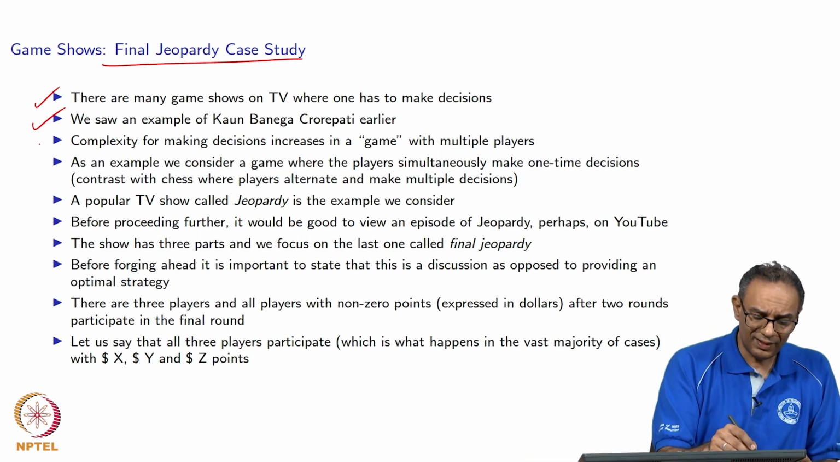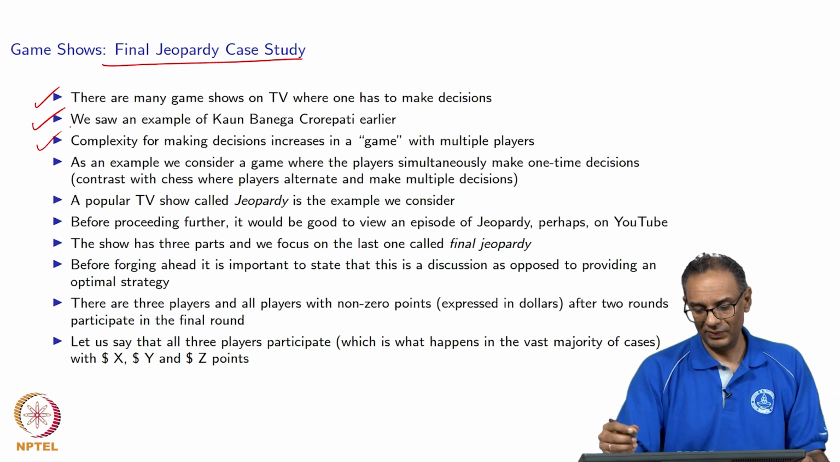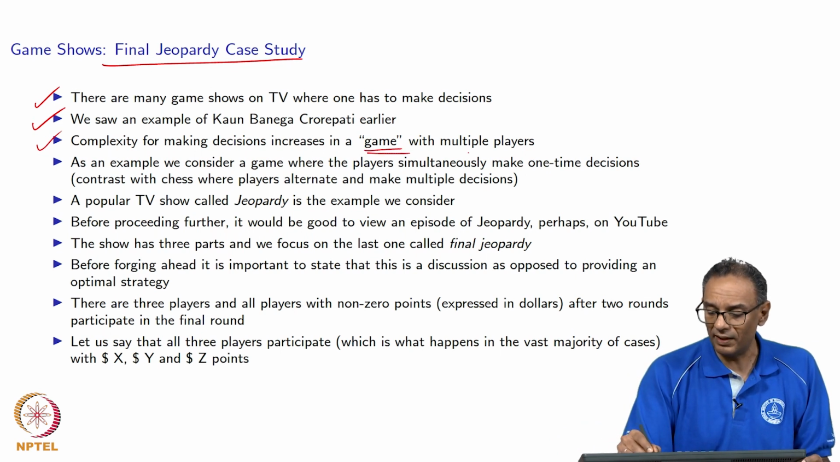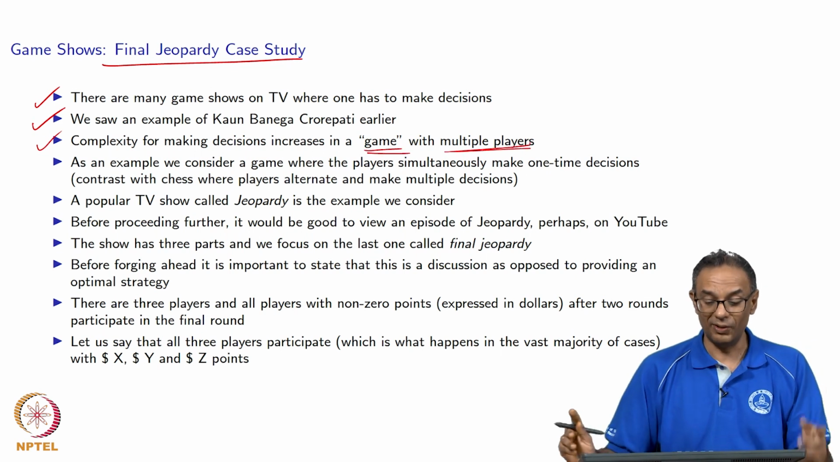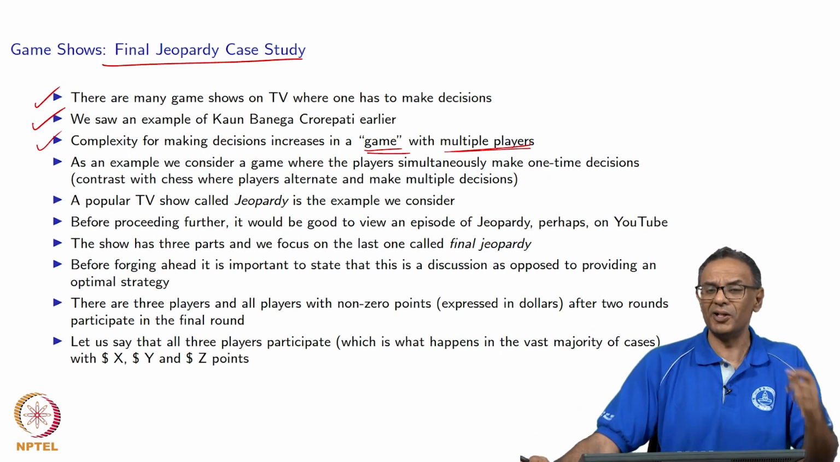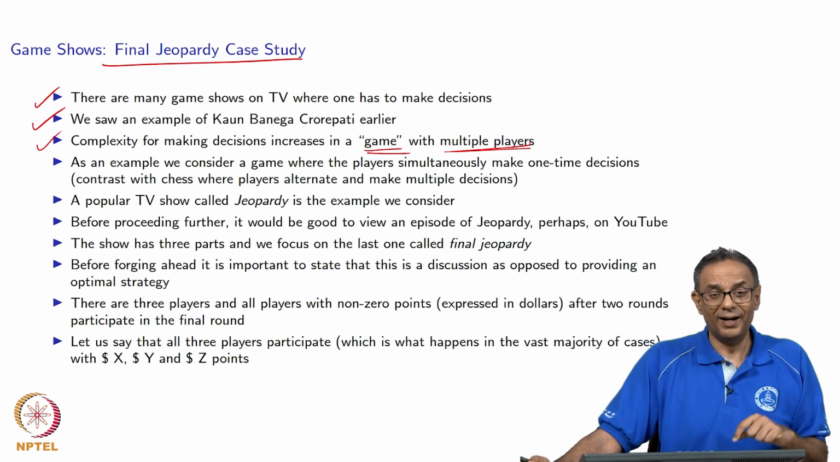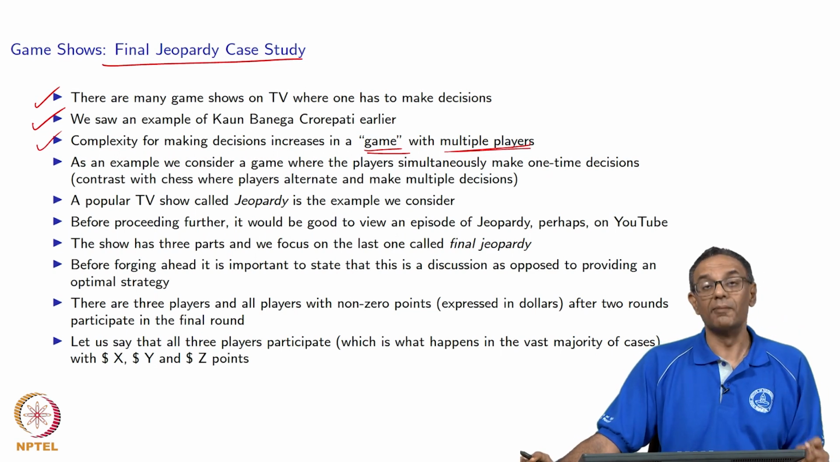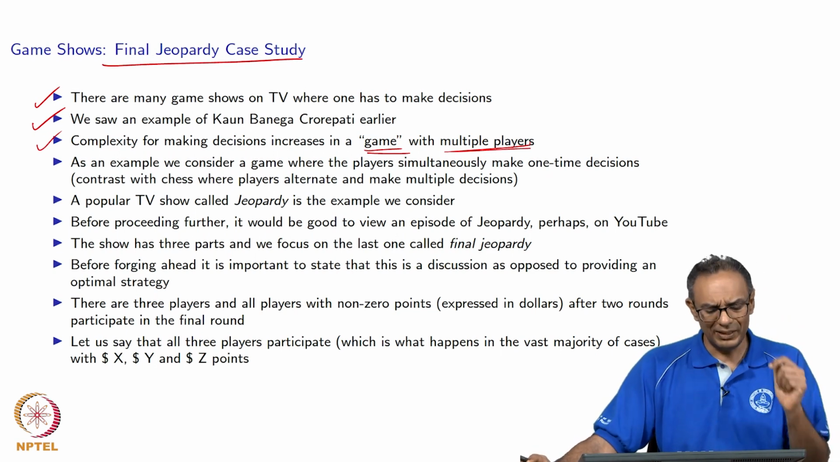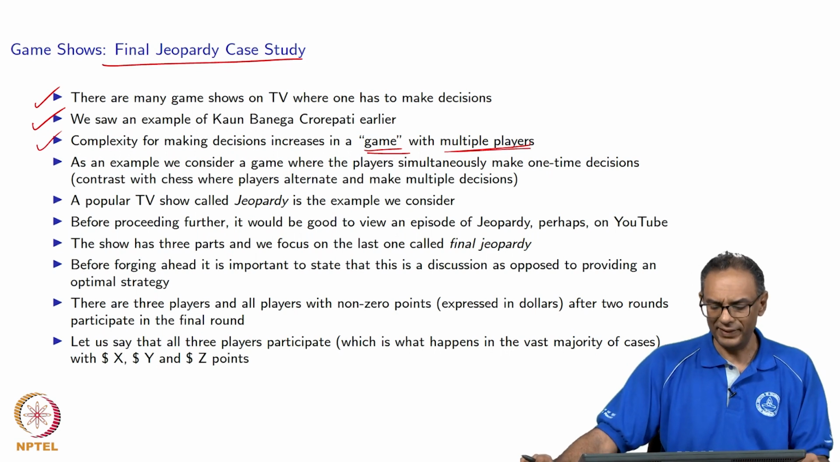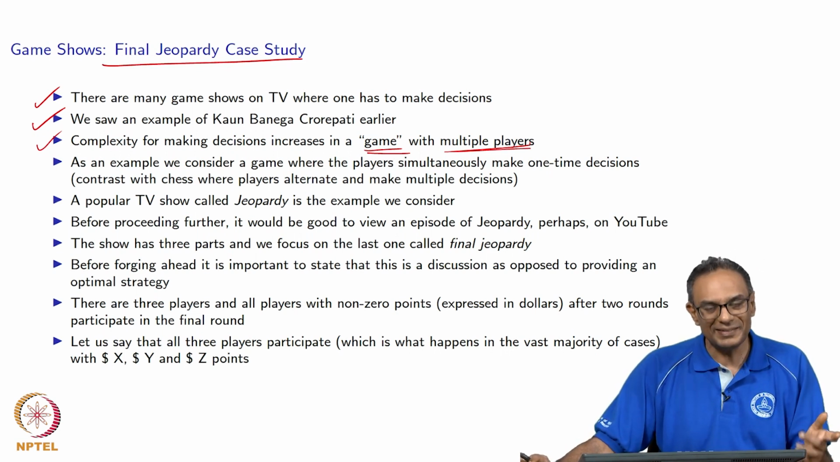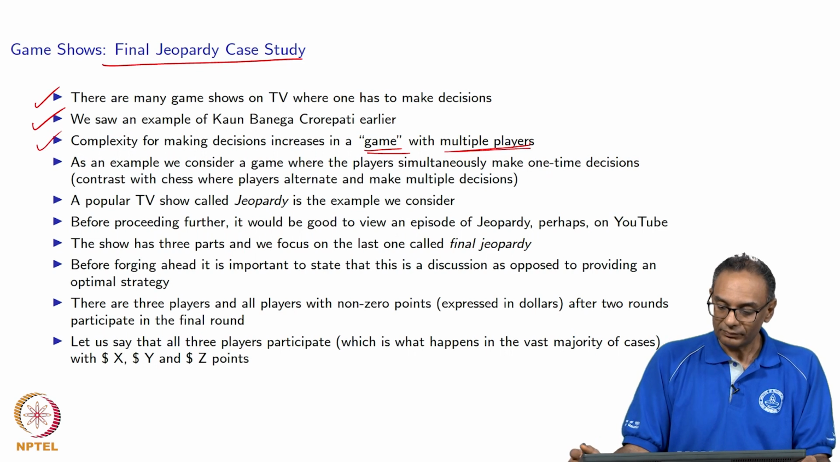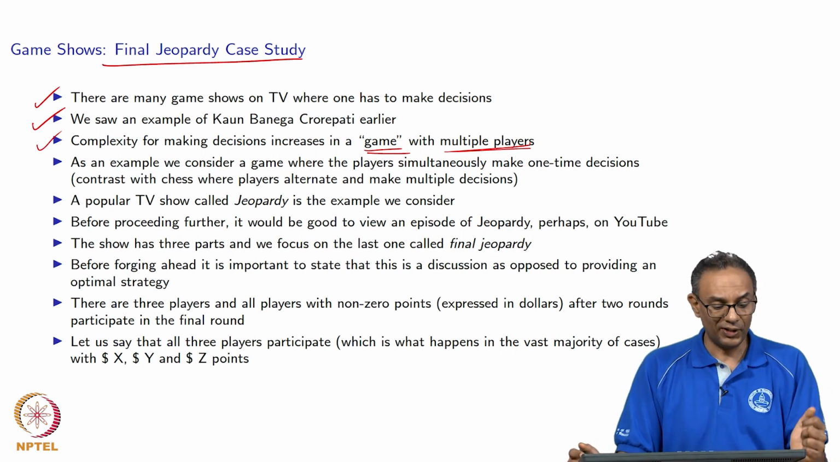Now there are some complications here. When there is a game, it means there are multiple players. Unlike the Kaun Banega Crorepati where you're the only player, the situation is a bit different. Here there are multiple players, so it adds a little bit to the complexity. We will take a look at it. I'll explain the game reasonably well. Now there are three parts of the game. We're only going to look at the last part.